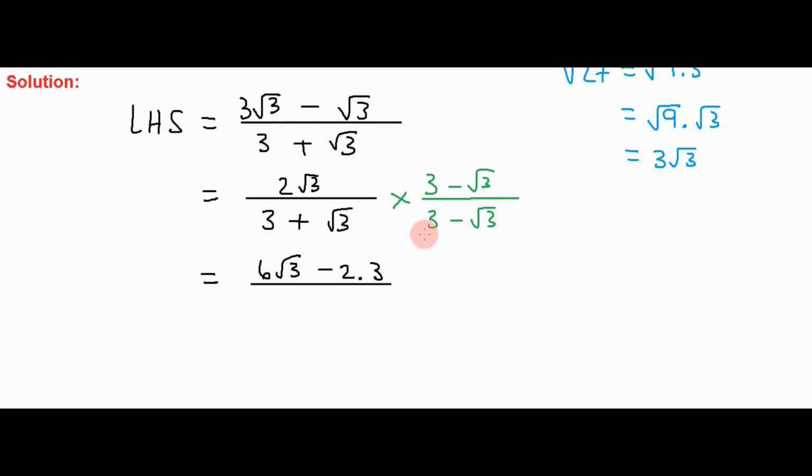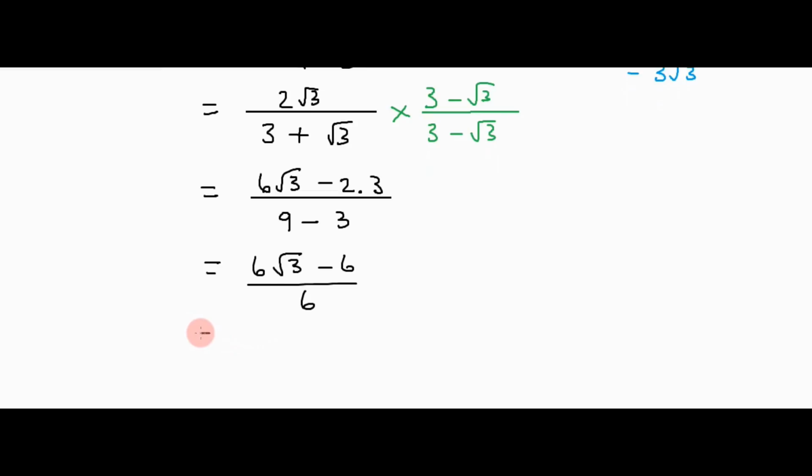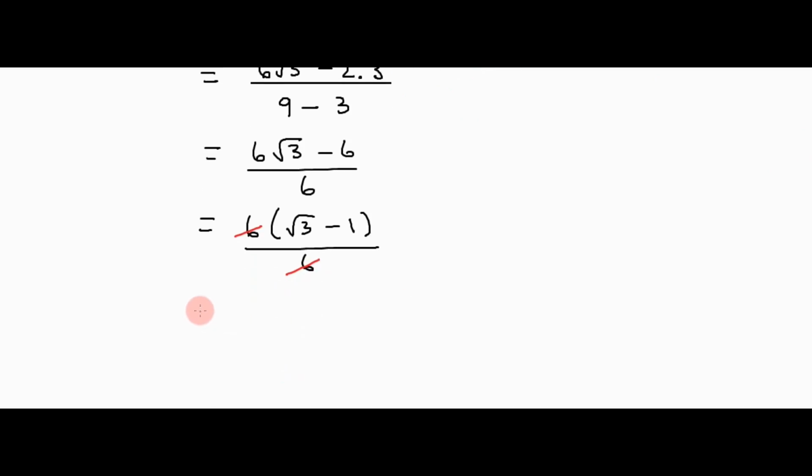Multiplying out the denominators, we have a difference of squares. So the first term squared is 9 minus, and the second term squared is 3. So it's 6 root 3 less 6, all over 9 minus 3, which is 6. And we can take out a common factor in the numerator. So we're left with root 3 minus 1. And this is all over 6. And the 6's cancel. And our final answer is root 3 minus 1.